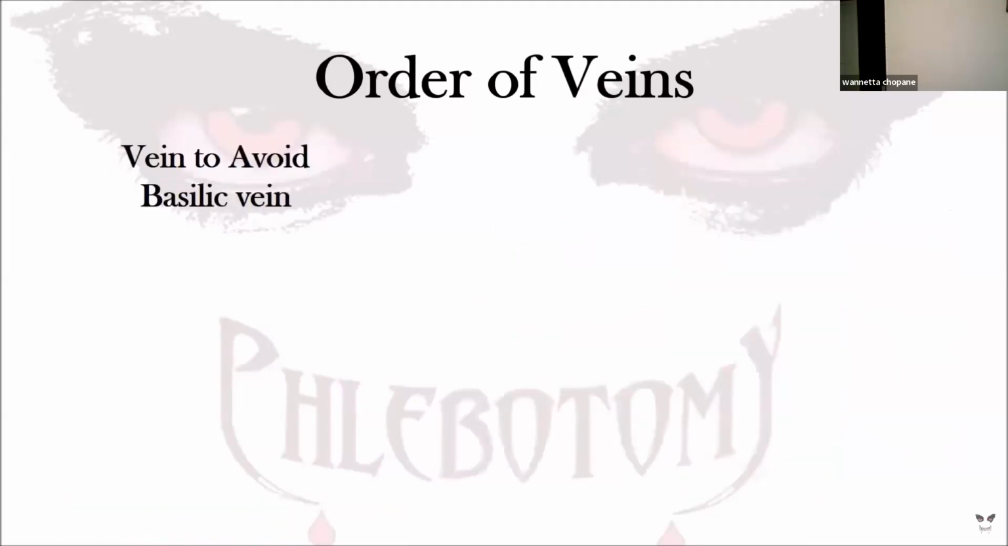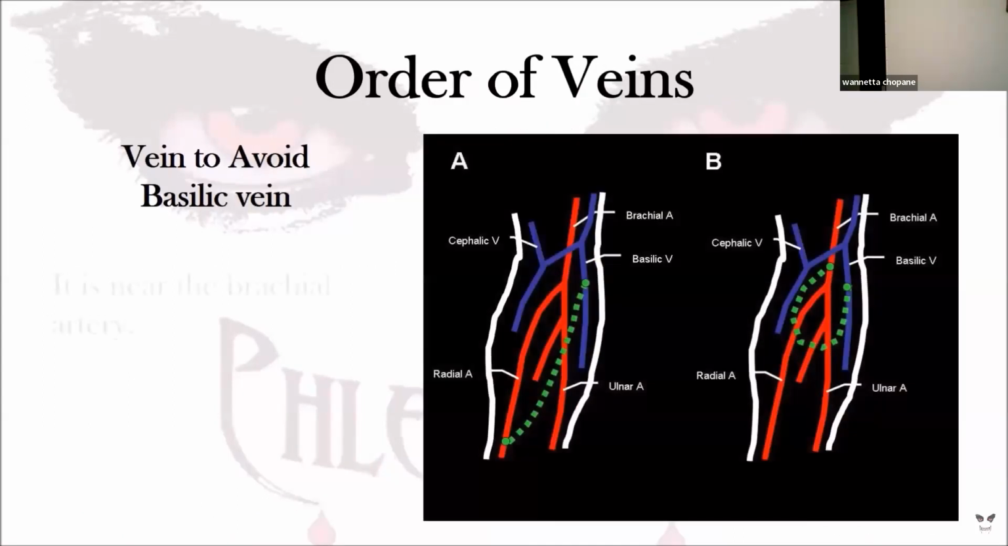Okay, so as I mentioned earlier, the vein that we need to avoid or even make an attempt on completely last is the basilic vein. Now, the reason for this is because it is near the brachial artery. In fact, the brachial artery runs just underneath the basilic vein. So if you put two fingers over the basilic vein area, you should feel a pulse if you push down hard enough. That is the brachial artery.